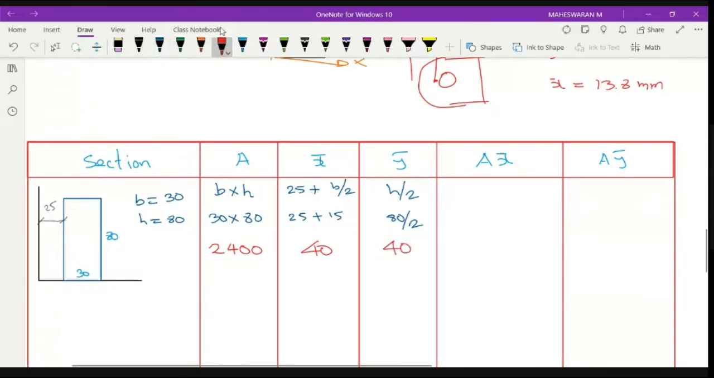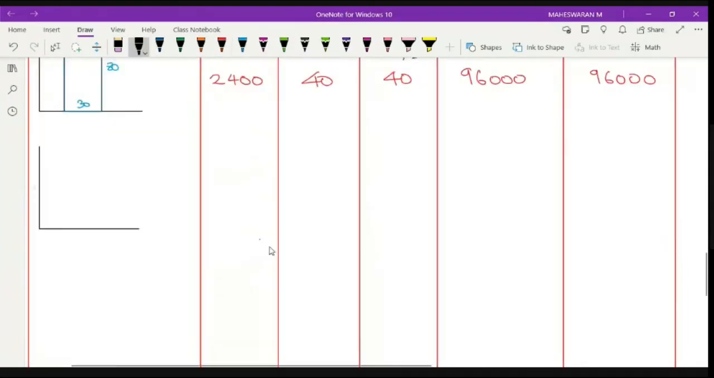A into X bar, so 2400 into 40. How much are you getting? 96,000. Very good. So you are getting 96,000, and this is also the same 96,000. All are additions, there is no subtraction.